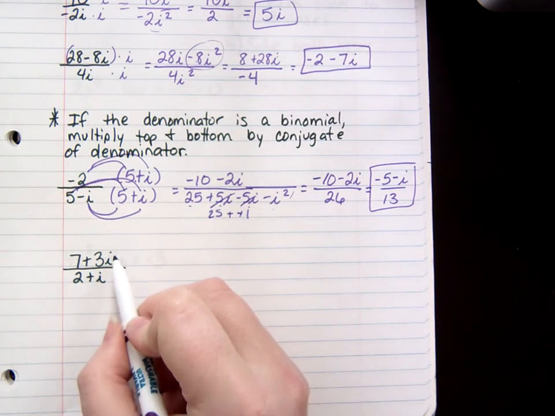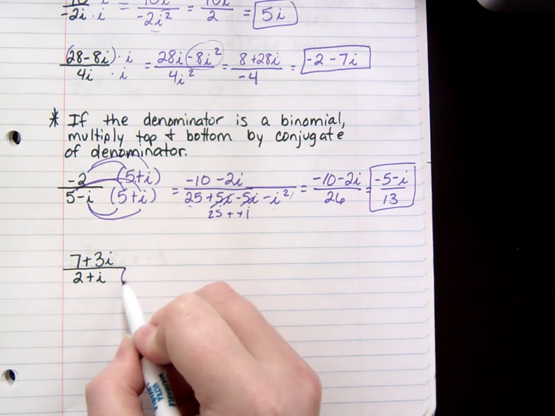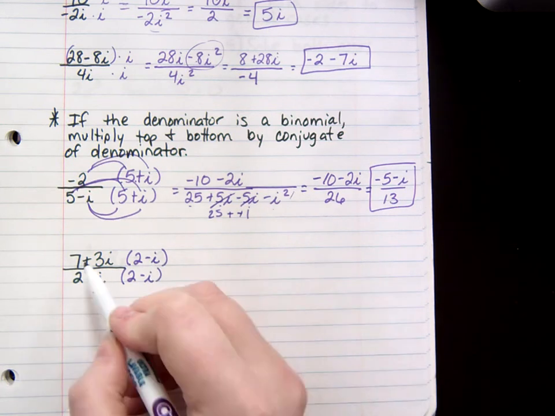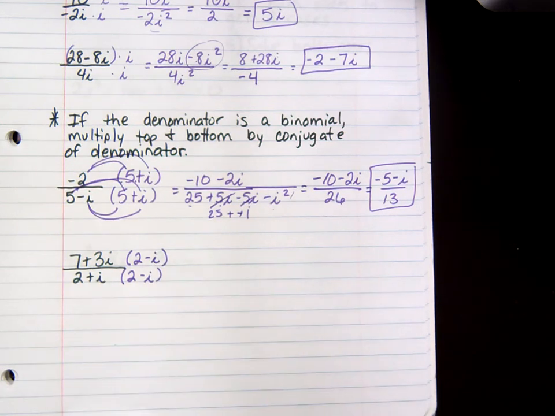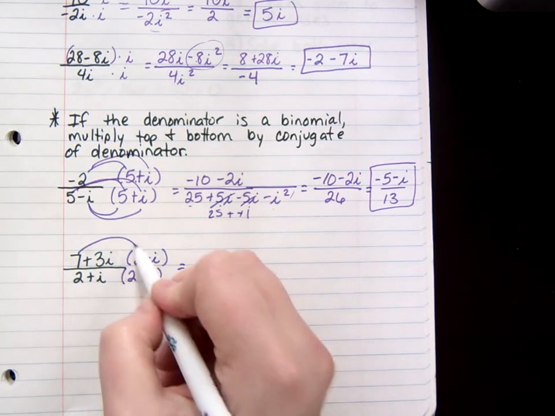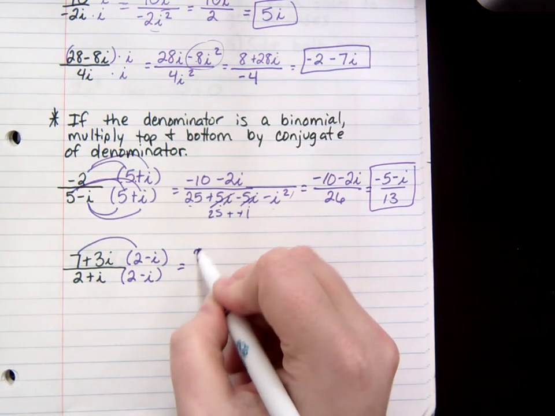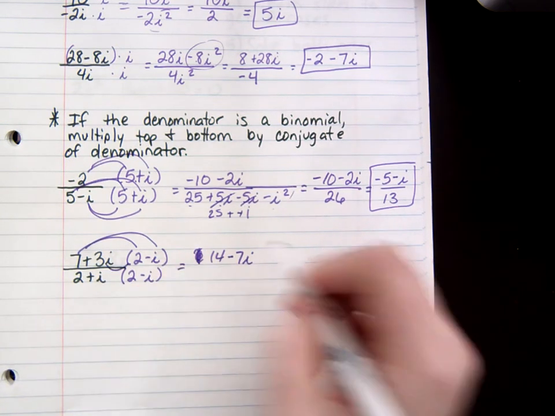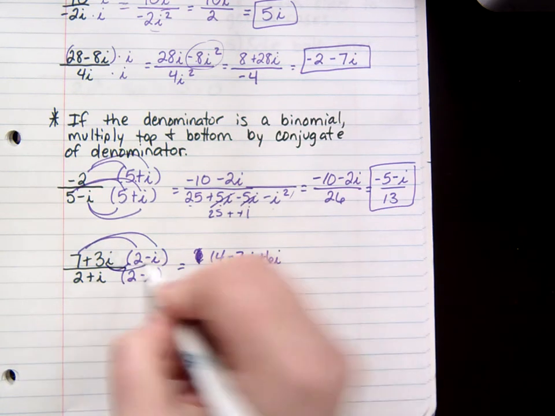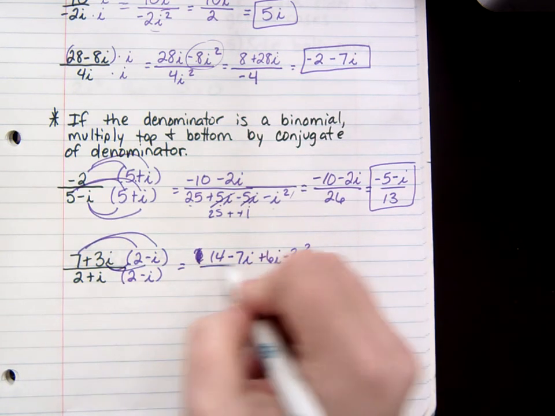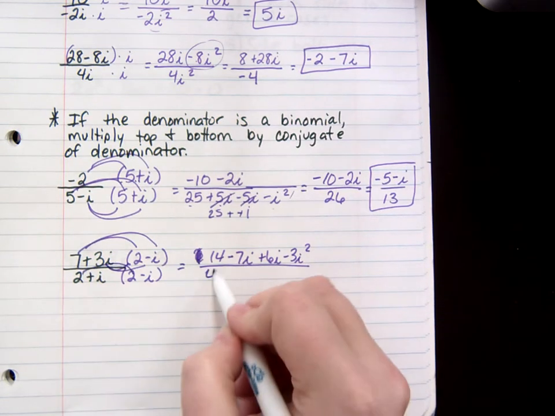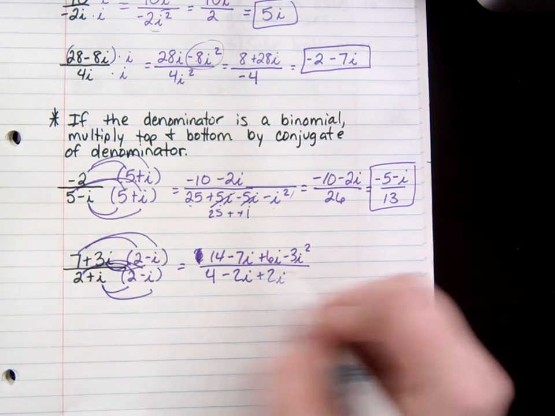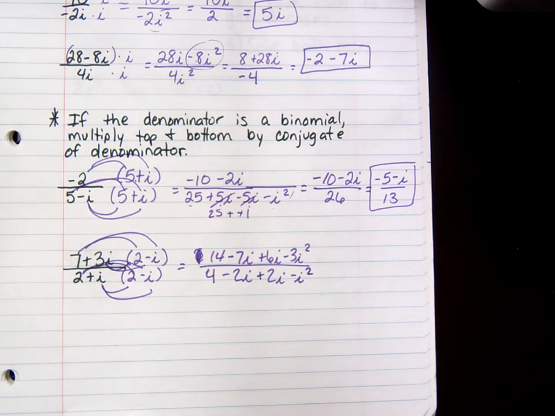Now, if your top and bottom are both binomials, you still are going to multiply by the conjugate of just the denominator. You're just going to have to FOIL on top and on bottom, or use the box method if you prefer. So on the top, if I multiply, I'm going to get 14 minus 7i plus 6i minus 3i squared. And on the bottom, I'm going to get 4 minus 2i plus 2i minus i squared. And now I'm going to reduce.